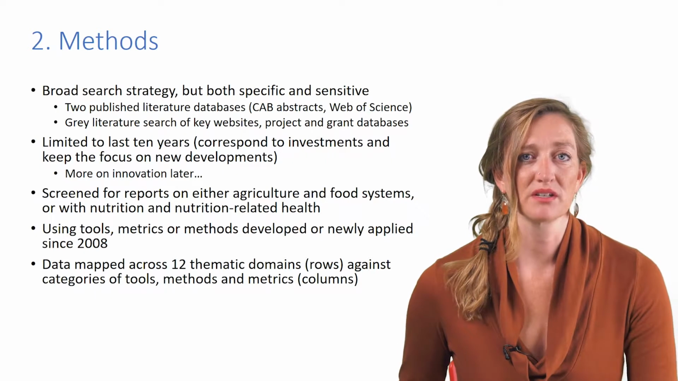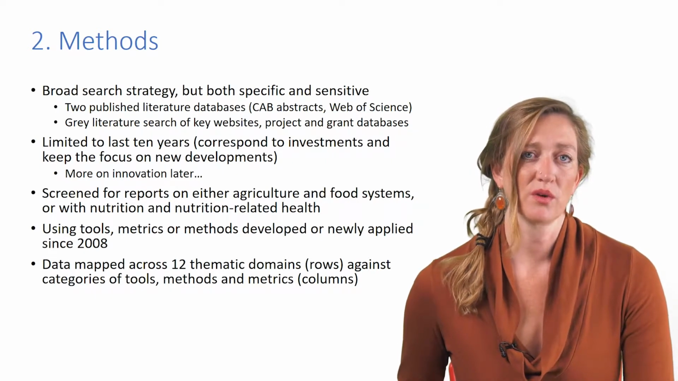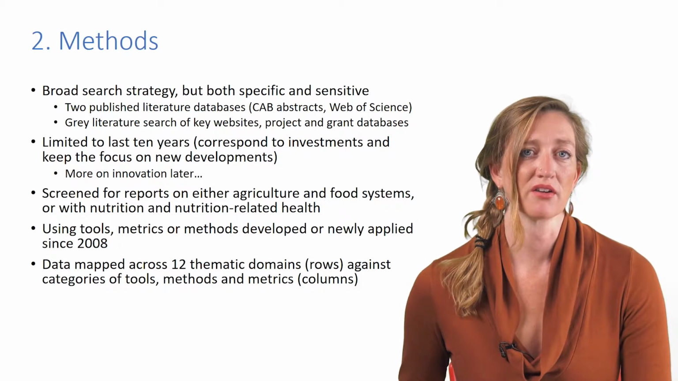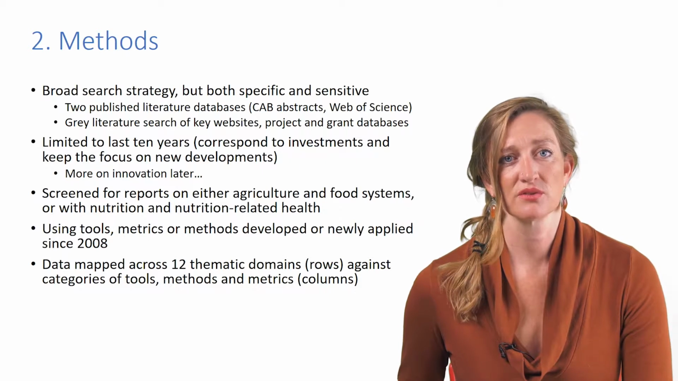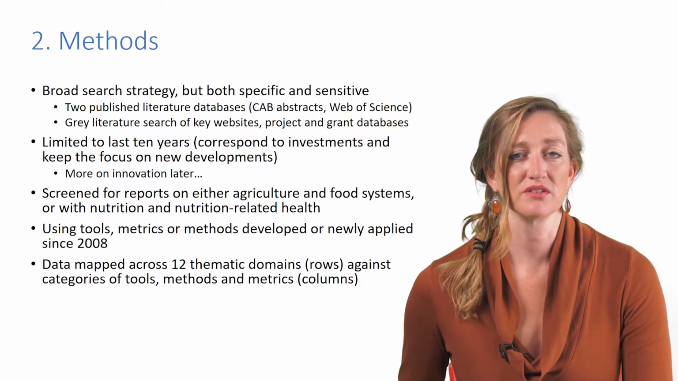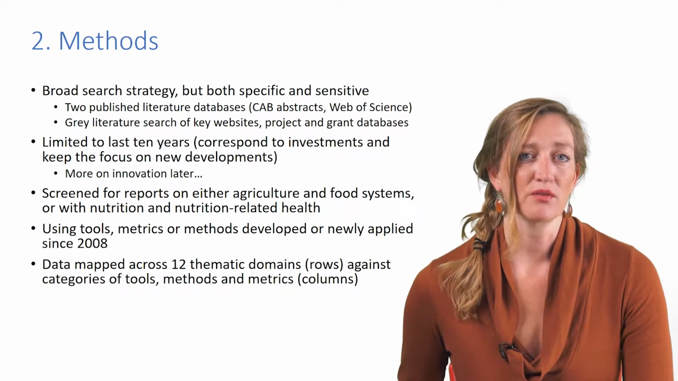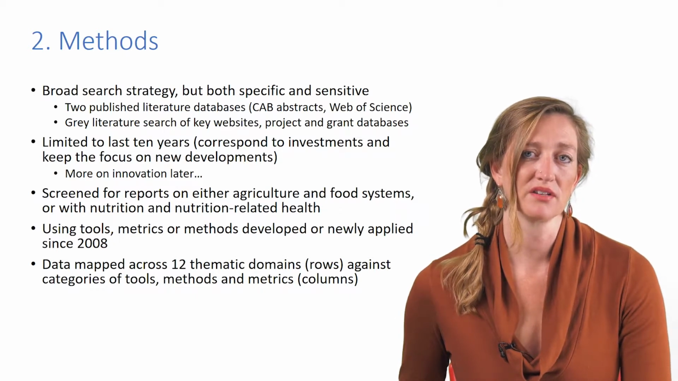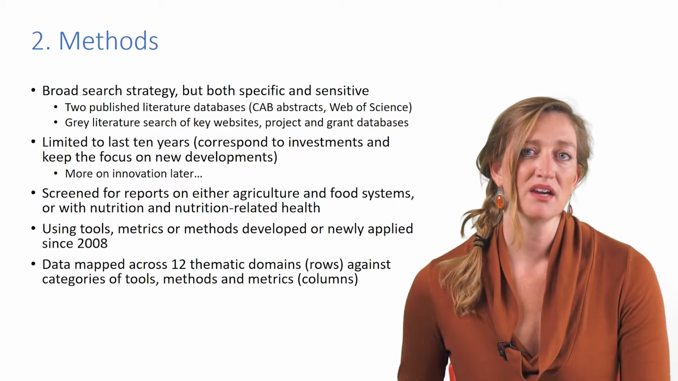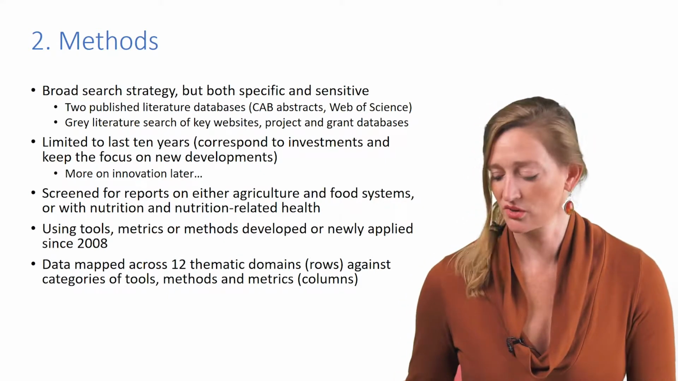We screened reports that were related to either agriculture and food systems or nutrition and nutrition-related health outcomes. We limited our search to tools, metrics, or methods that were developed or newly applied since 2008. And then we mapped all of these reports across 12 thematic domains, and I'll speak a little bit more about that later. These constitute the rows of the map against categories of tools, metrics, and methods, which are the columns.